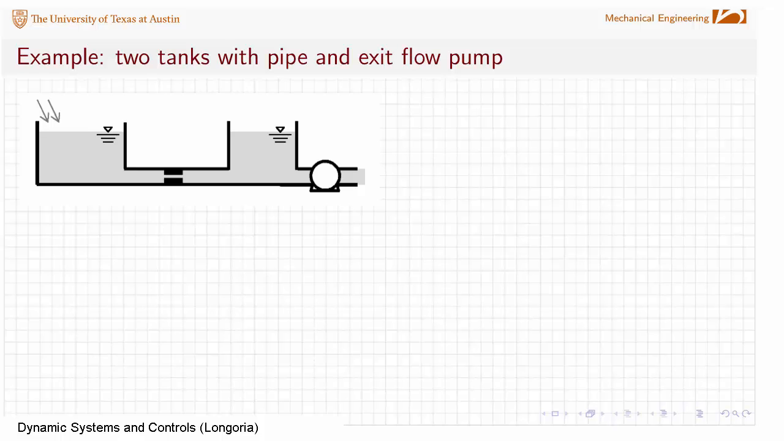We can assume it's a long pipe maybe, so it's got some inertia. Maybe there's some flow coming in here. Maybe this is a big reservoir or big tank with some rain coming in. There's no flow coming into here. And let's say that we've got a controlled pump here, so that we can control, say, the output here as a function of time.